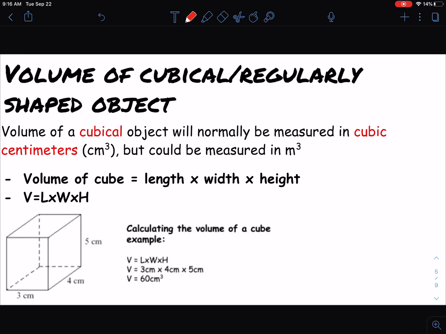So let's move on here. Volume of a cubically shaped or regularly shaped object. And you've done this in math class before. This should not be anything new to you. Cubical objects are going to be measured in cubic centimeters. Now they could be measured in meters cubed, but mainly it's going to be cubic centimeters. That's going to be your go-to.